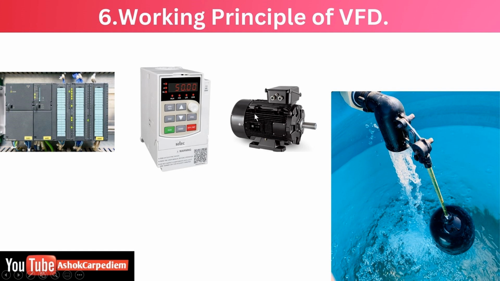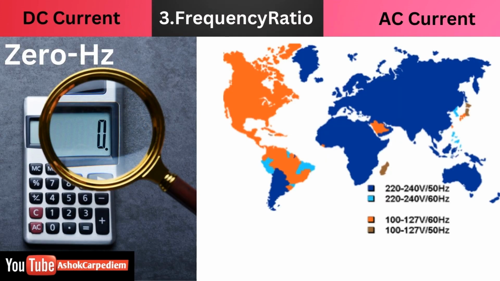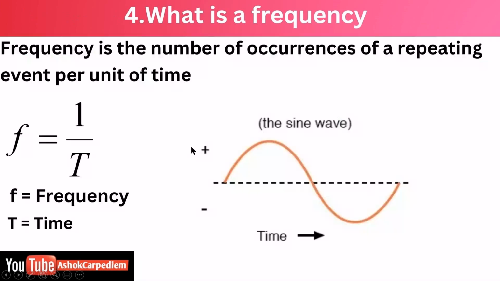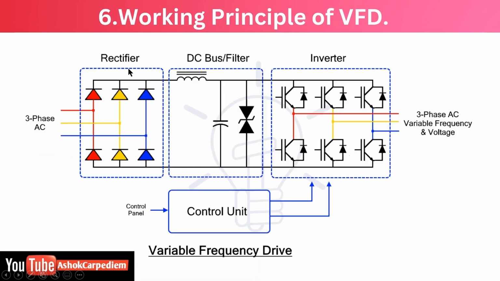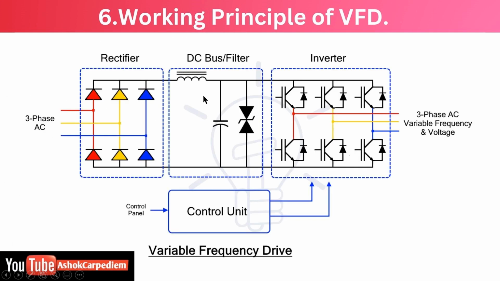Before writing, if they are asking for 5 marks or 10 marks, write all the things I have told before. What is meant by DC current and AC current, all these four things you have to explain, and then you can conclude this. After that, you have to write this diagram. So I will explain now in detail the rectifier, DC bus filter, inverter, and control unit, what all they will do. These are the main parts of our block diagram, the inverter or VFD block diagram.